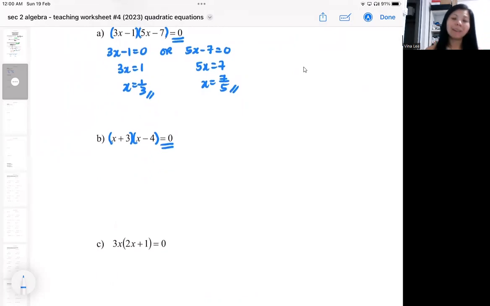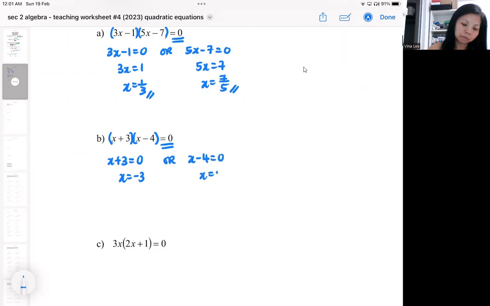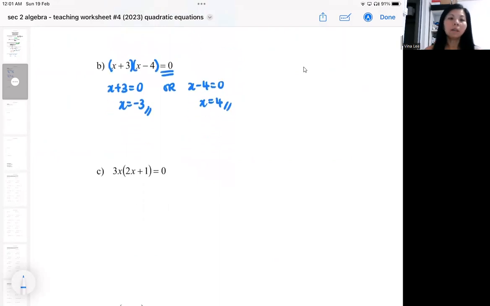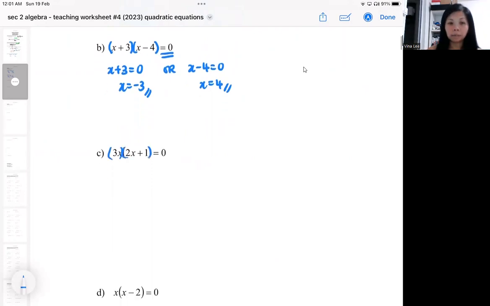So a bracket multiplied by a bracket will become 0 when the first bracket is equal to 0 or the second bracket is equal to 0. So it's actually very simple. The next one is also a 0, and this is also a product. 3x is also a product.